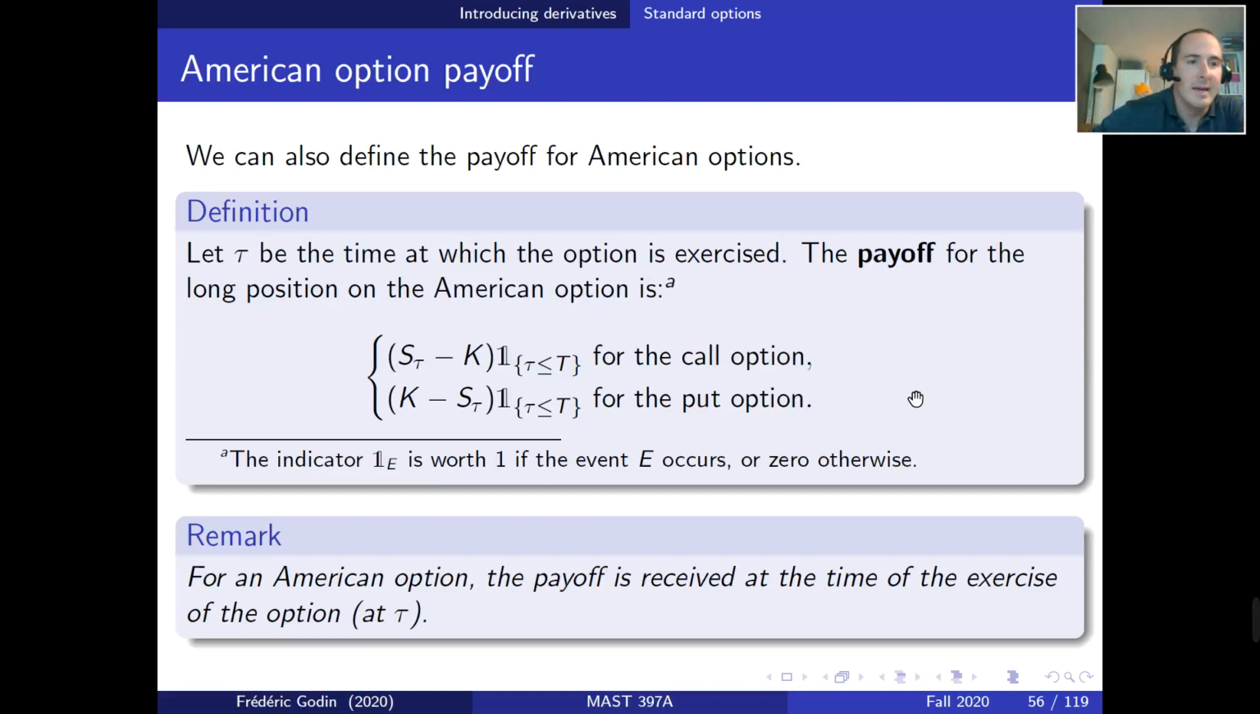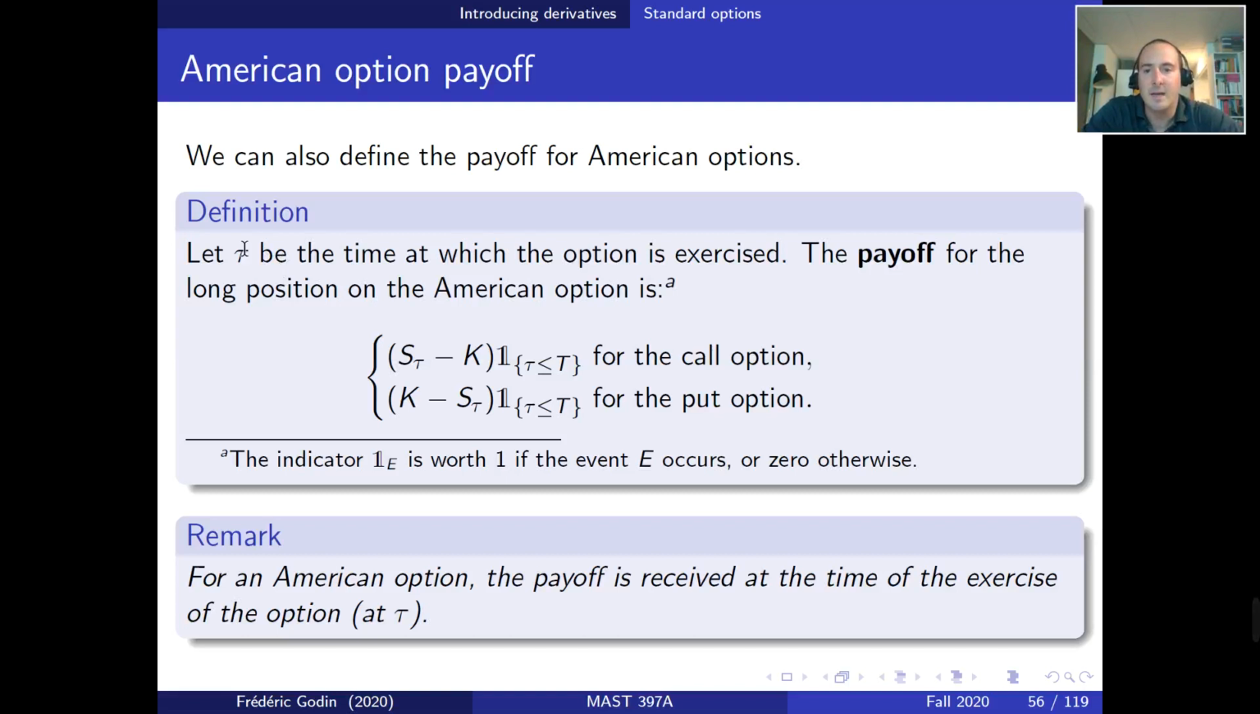So at each date, he can decide, okay, I'm going to exercise my option or I won't. So here, in that case, for an American option, let's denote by tau the time at which the option is exercised. Typically in those cases, tau would be a random variable because we don't know in advance when the option buyer will decide to exercise his option.